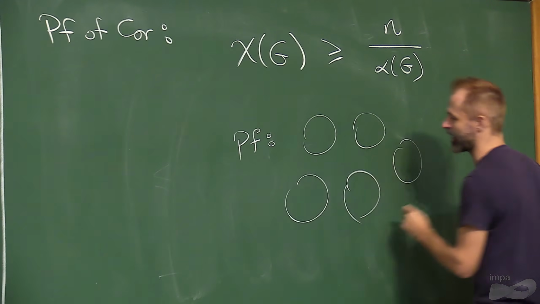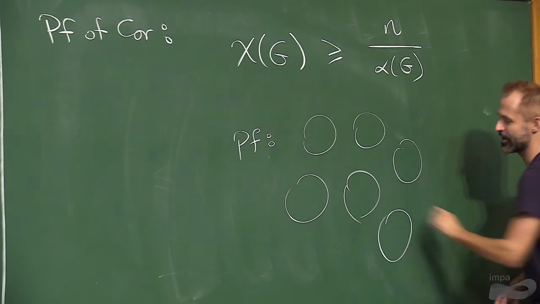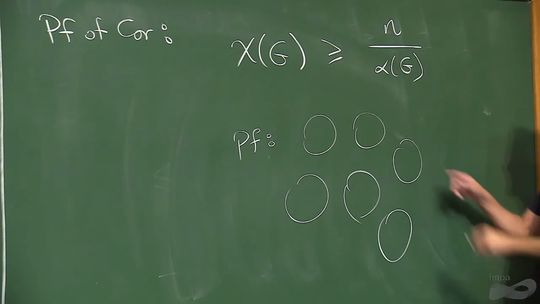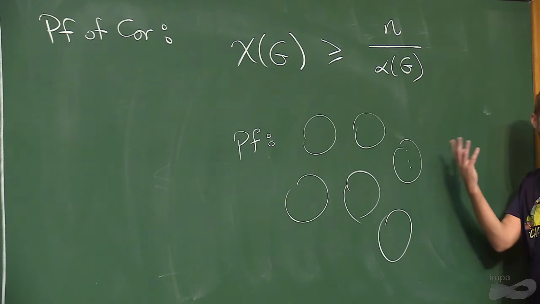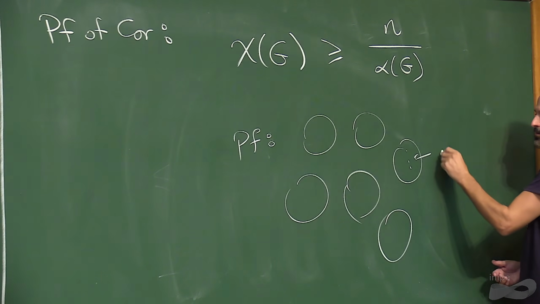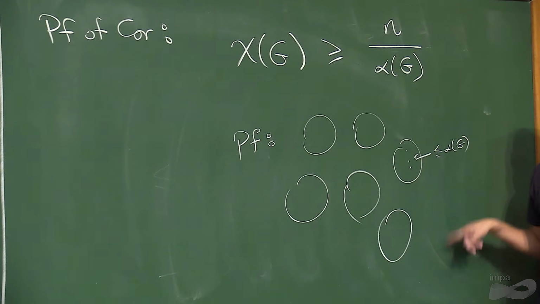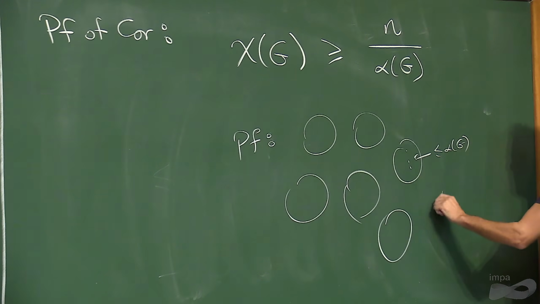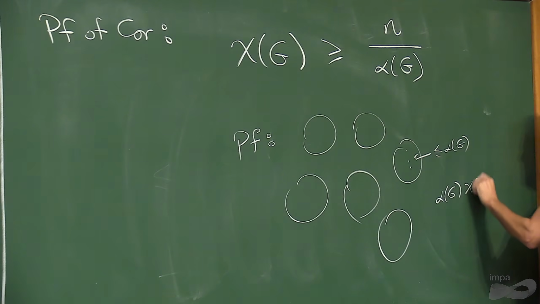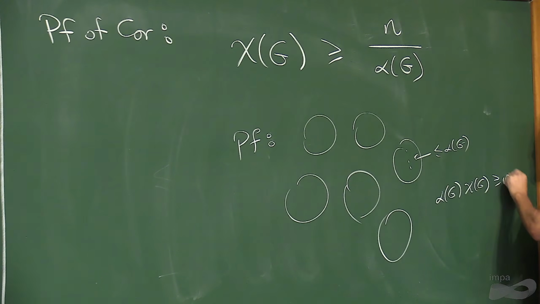Exactly. So take a coloring with chi of G colors. These are all independent sets, right? So the size is at most alpha of G. But these guys cover the vertex set. So alpha of G times chi of G has to be at least n. Right? Leticia had this in her talk, right? She mentioned that. Okay, but now we're done. Why are we done?